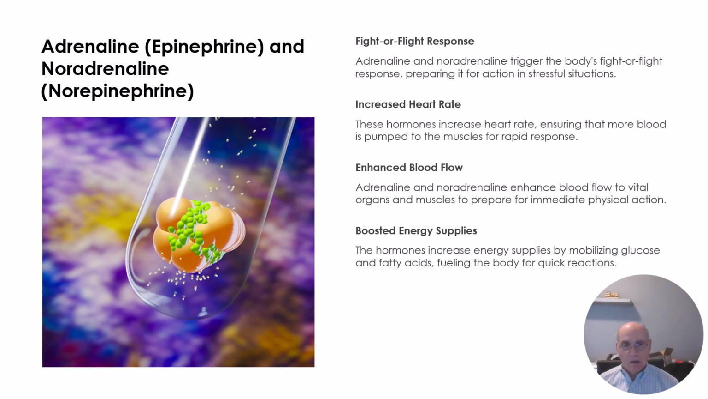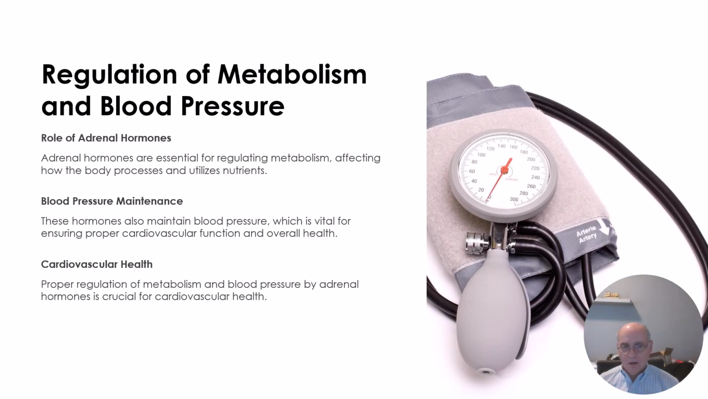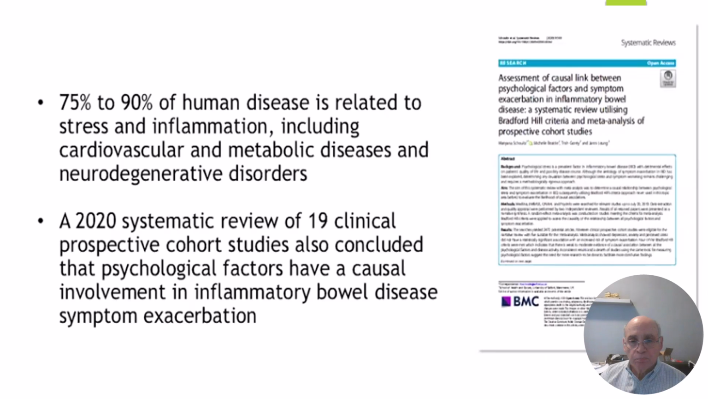person's response is. So we know that adrenaline and noradrenaline are part of the fight or flight response, which we've gone over, and they do a lot of different things. They control blood pressure. It's a big player in cardiovascular health. All of the systems. So as we can see in this slide, 75 to 90% of human disease is related to stress and inflammation. So that's a key thing to understand and to put into your clinical database, that stress feeds inflammation, including cardiovascular and metabolic disease, which should not surprise anyone.